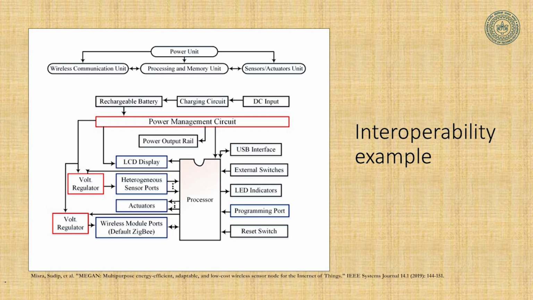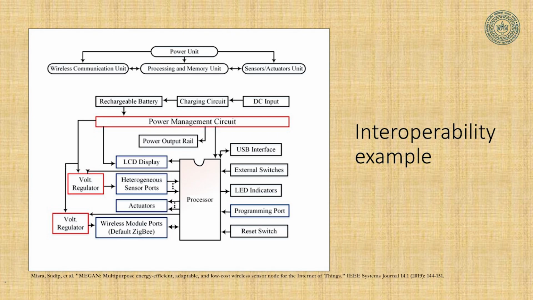There you have this main processor, and this processor is just like the microcontroller unit that I have given you. The ESP8266 board has a USB interface, so you can connect it to USB devices like your laptop. It has some external switches, some LED indicators, just like the LEDs we worked on last week, some ports for programming, and a reset switch just like the board that you have got.